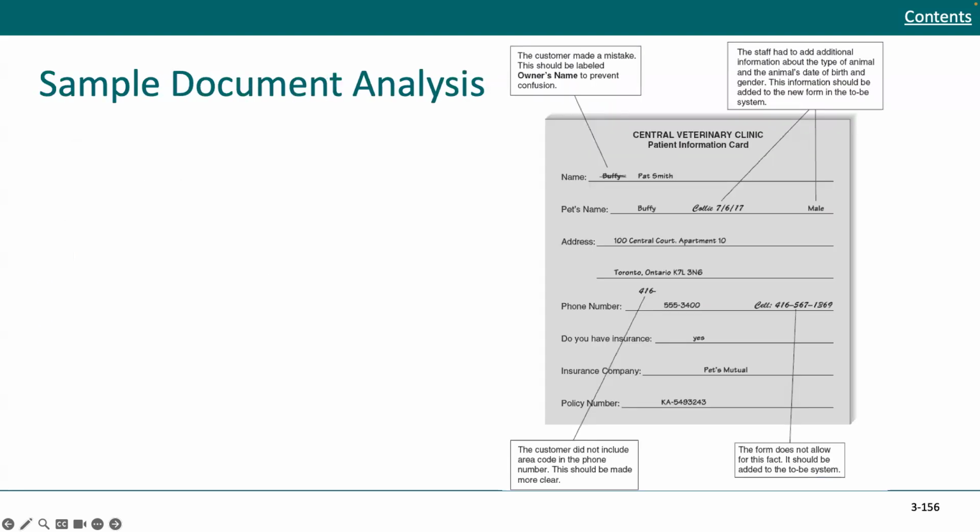So here's an example of a sample document analysis. This is for a veterinary clinic. And so what name? Do you mean the name of the pet or the name of the owner? That would be something that's not necessarily clarified. If it turns out that there's additional information that has to be added on the form, there's probably some things that are missing.